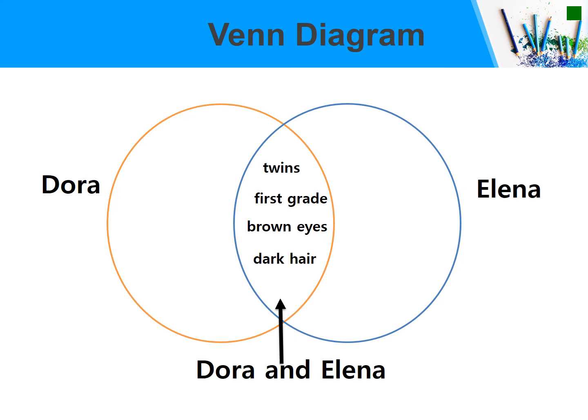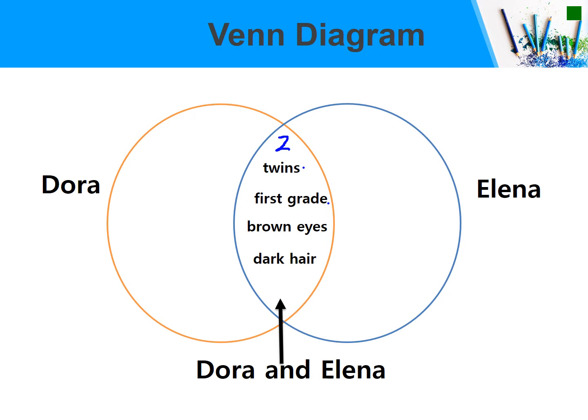Now look here. What are the similarities of Dora and Elena? We know that Dora and Elena are twins, right? So you will write the word twins here in the second part. Then we know Dora and Elena, they both are in the first grade. So we write first grade in the second part because this area belongs to Dora and Elena.